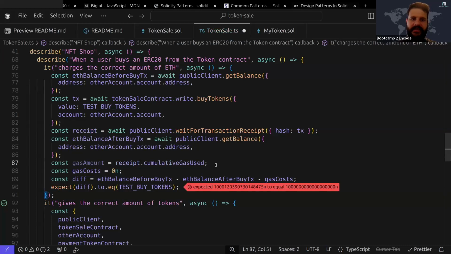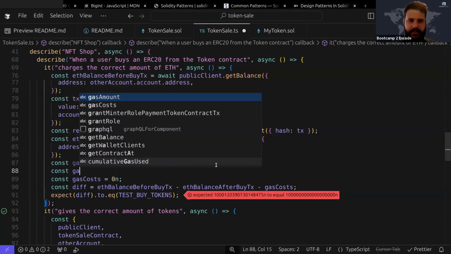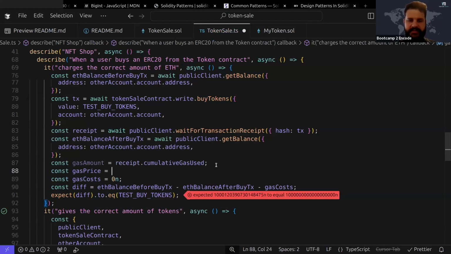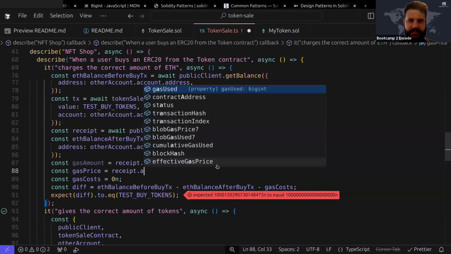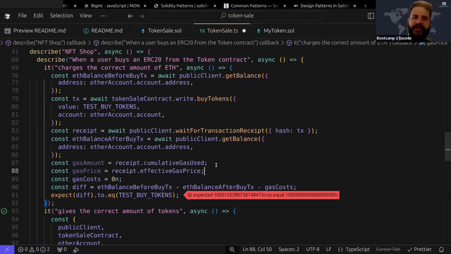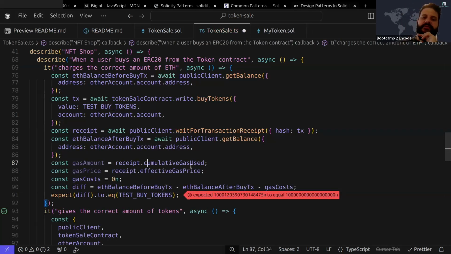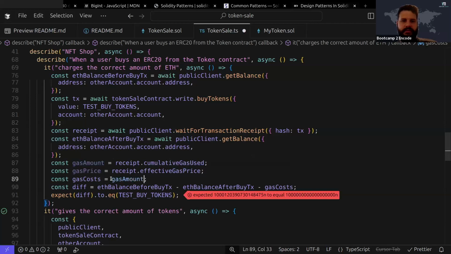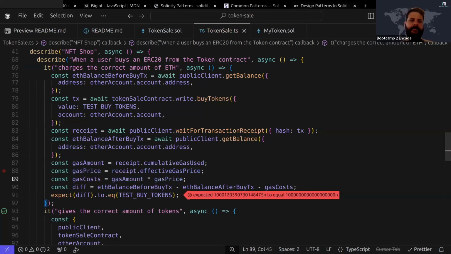And I can get the gas price. That is the receipt dot effective gas price, actually not average gas price, effective gas price. The amount of gas that I used in that transaction and the gas price that I paid per gas. So the gas cost is just the gas amount multiplied by the gas price. Okay.